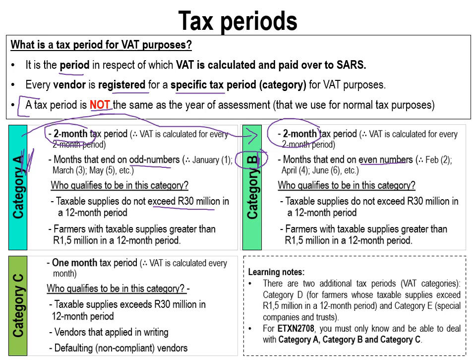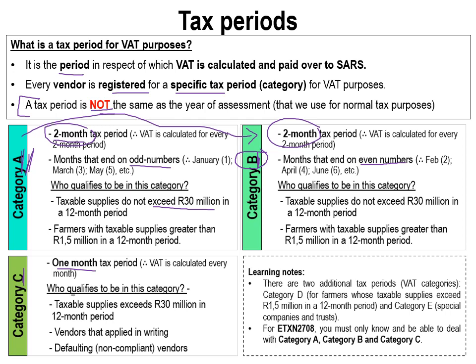Then what we also have is our category C tax period. Now this is a 1-month tax period. In other words, these are vendors who account for VAT every single month, right? So they don't use category A and B that looks at every 2 months. These vendors have to effectively submit 12 VAT returns in a year. Every month there is VAT that they need to account for.